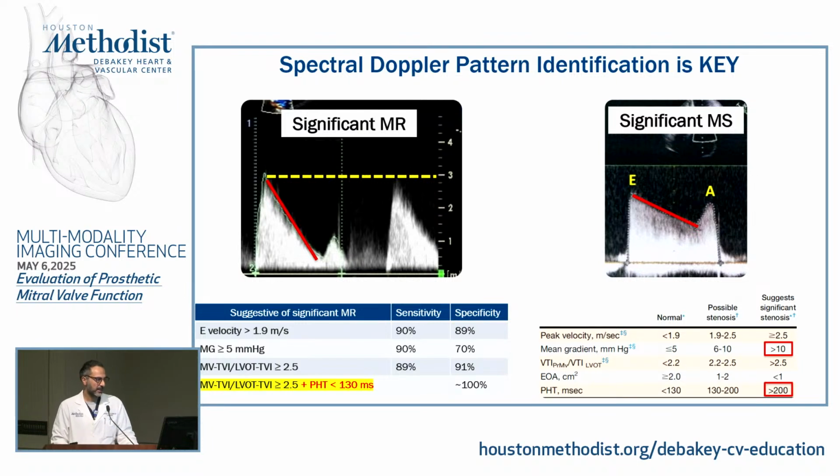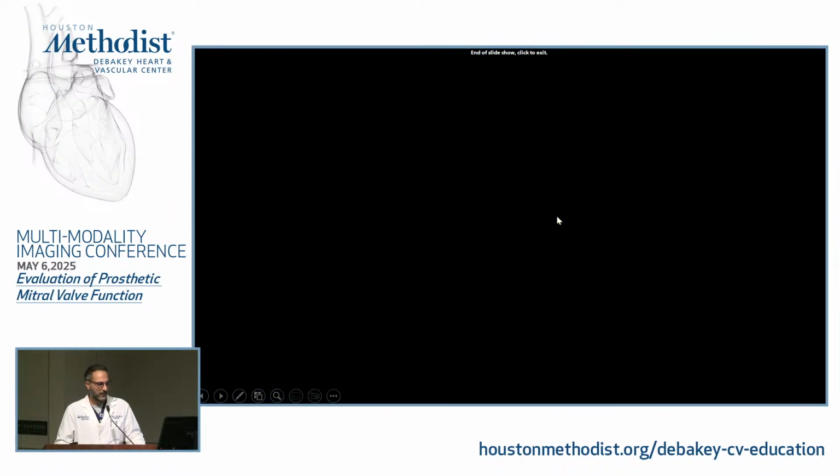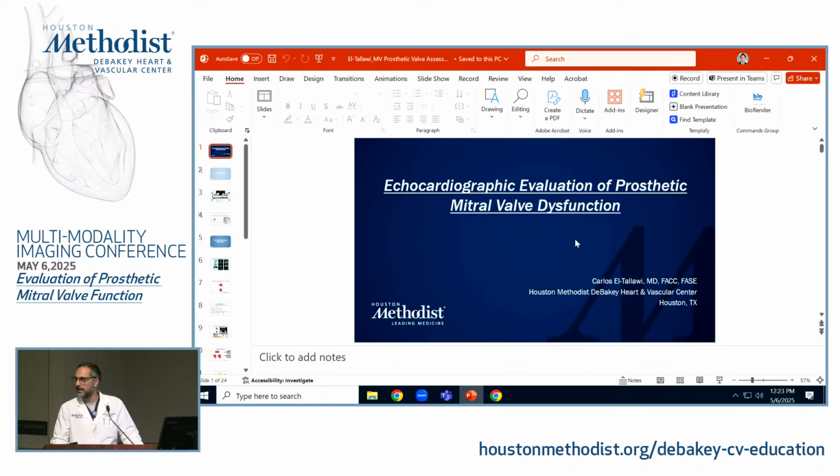Finally, again, I put those together. Pattern recognition is key. I mentioned this probably the fifth time because I think it's very important. On the left, you see how significant MR looks like, whereas on the right is significant MS. The pressure half-time is probably the most important in addition to the gradient. Thank you. This concludes the echo part of this talk.